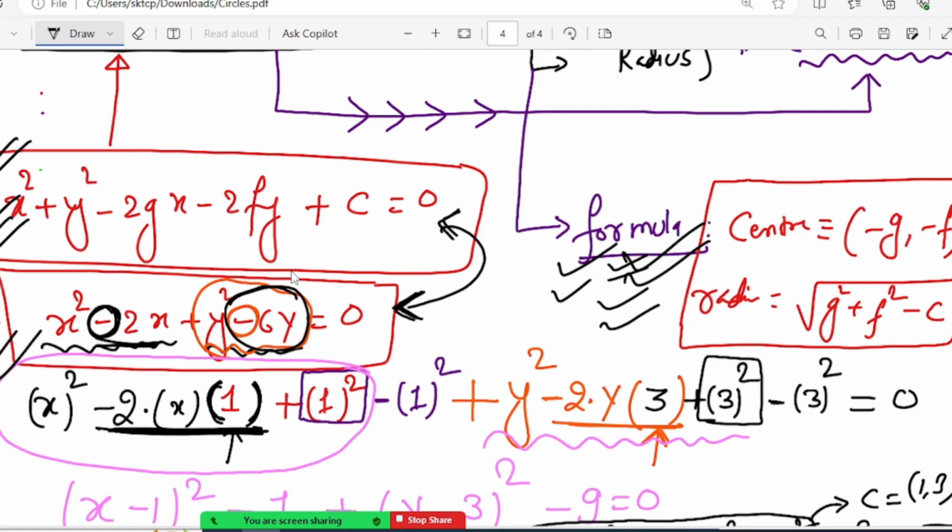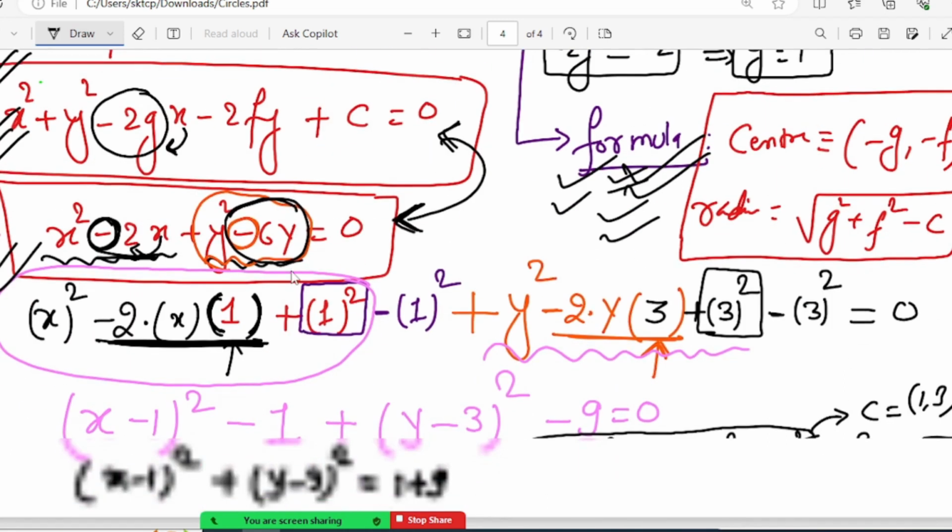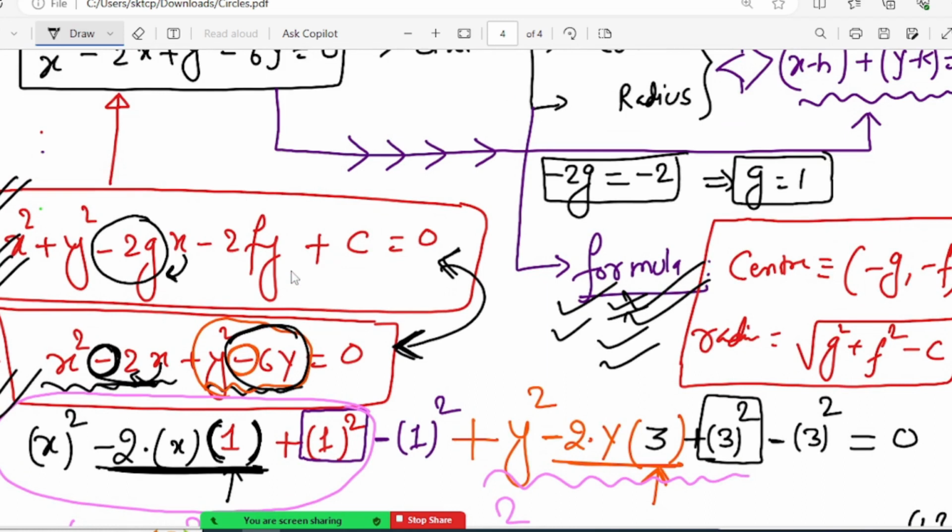Can we compare and tell me what should be my g? If we compare it, see, what is the coefficient of x here? The coefficient of x in the standard form is minus 2g. So minus 2g should be equal to, what is the coefficient of x in the question? Minus 2. So minus 2g should be equal to minus 2. So from here we get g is equal to 1, right? So its center will be minus g. It means minus 1. Why is it coming wrong? The center is 1, though.